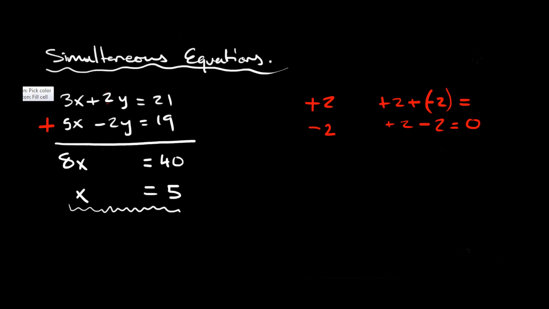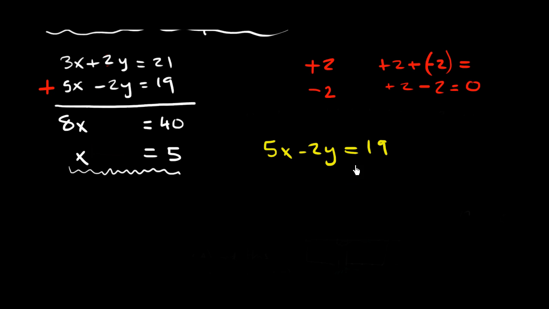How do you get the answer to the other half, to the y? Because we still don't know what y is. Well, you can now choose whichever equation you fancy, whichever looks nicer, this one or that one, and you can write down the equation knowing that x is 5. So let's write the second equation: 5x minus 2y equals 19. So I can use this to find y.